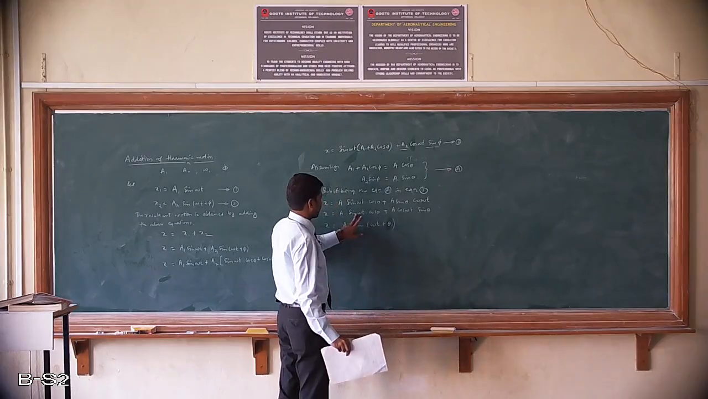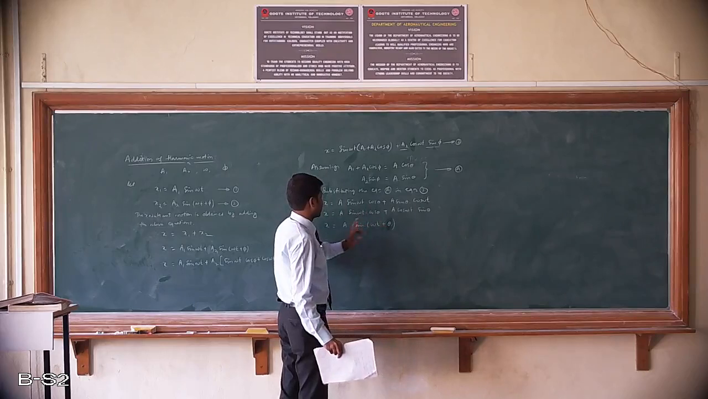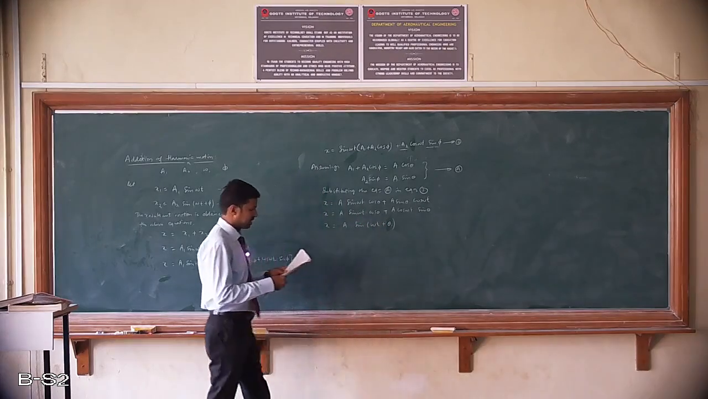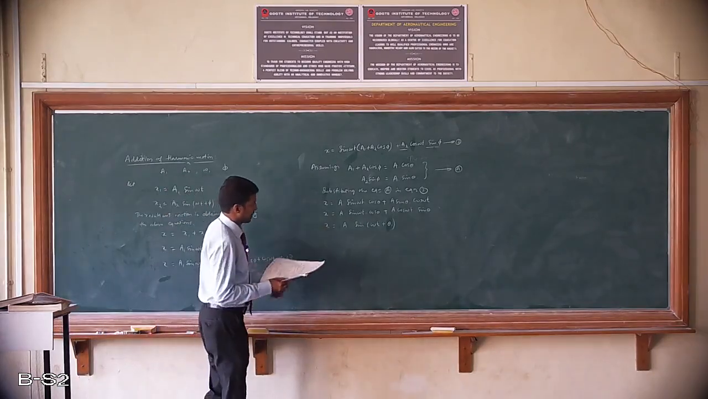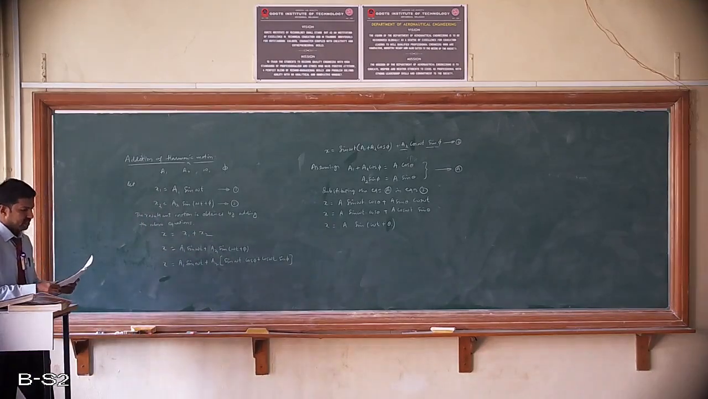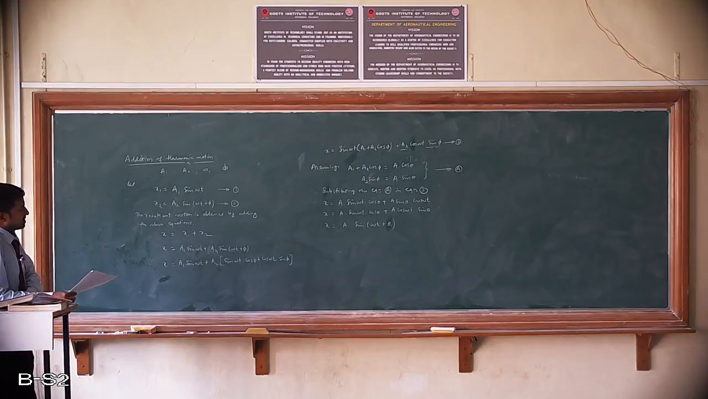So this is nothing but sin A into cos B plus cos A into sin B. So that is nothing but once again sine of A plus B. So that becomes x is equal to A into sine of omega t plus theta. This equation of x shows that the resultant displacement is also simple harmonic motion of amplitude A and phase theta.